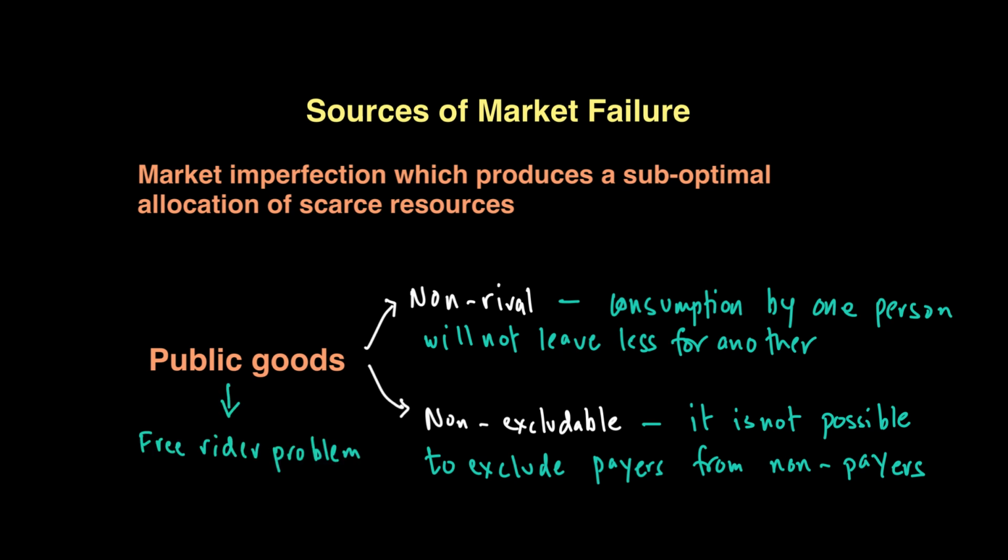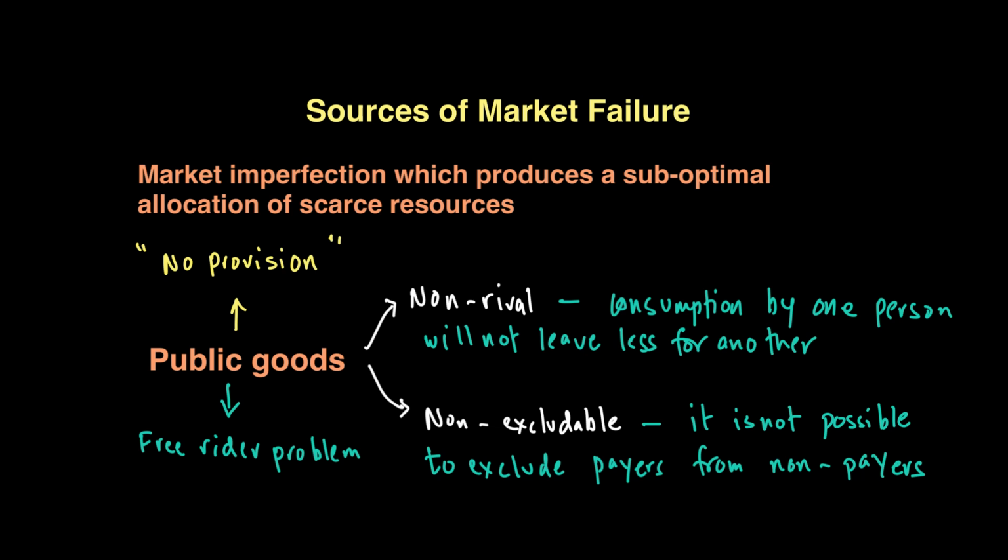In other words, the market economy will not be able to charge a price for these goods, and therefore there is no price for these goods. And because of no price, there will be no provision of these goods by the private sector because there is no profit that is attached to them.